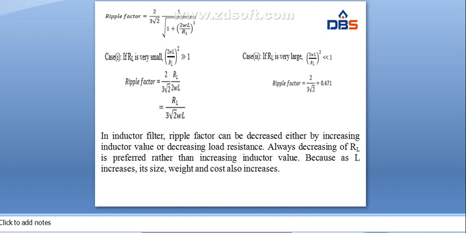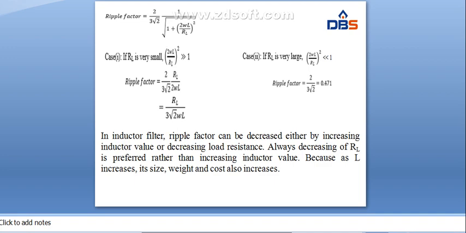In the first case, if RL is very small, then (2 omega L by RL) whole square is greater than 1, right? Then the ripple factor becomes 2 by 3 root 2 into RL by 2 omega L. So it becomes RL by 3 root 2 omega L.